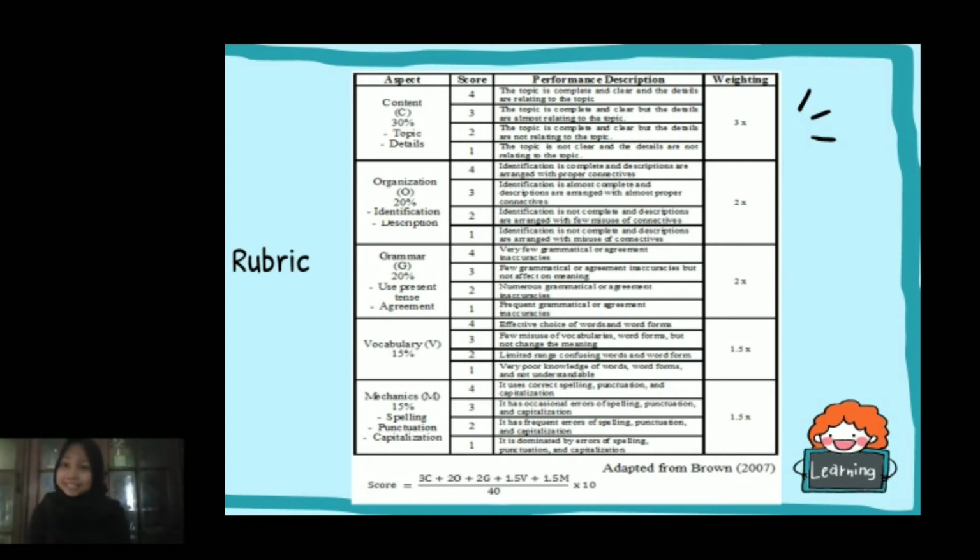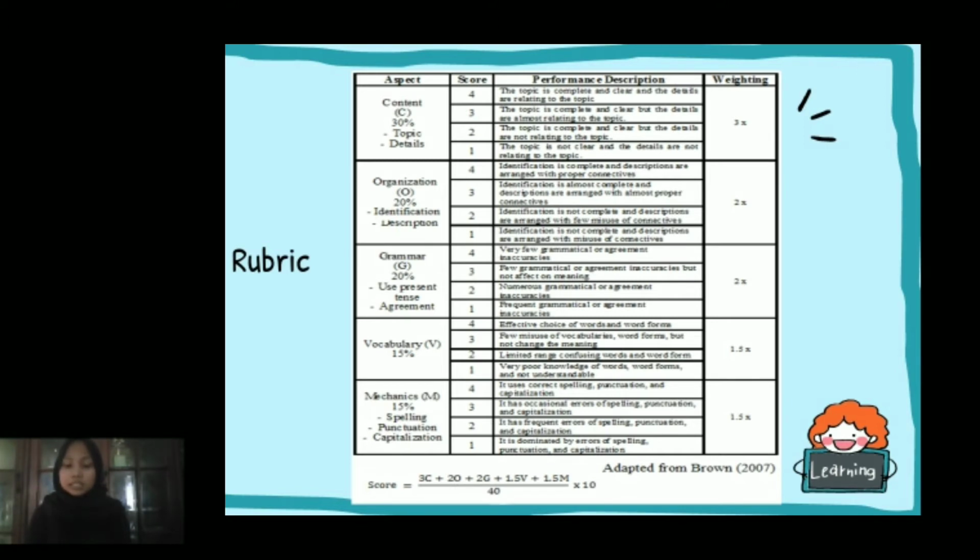Hello, my name is Meldha Janneri Uatmia. Well, I would like to explain about weightings and how to calculate the score. Adapted from Brown 2007, every aspect has individual weightings. The first aspect is content that consists of topic and detail. The weight is 3. Why is 3? Because this aspect only needs 30%.